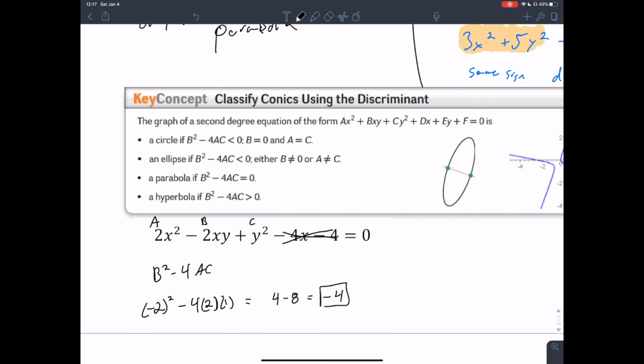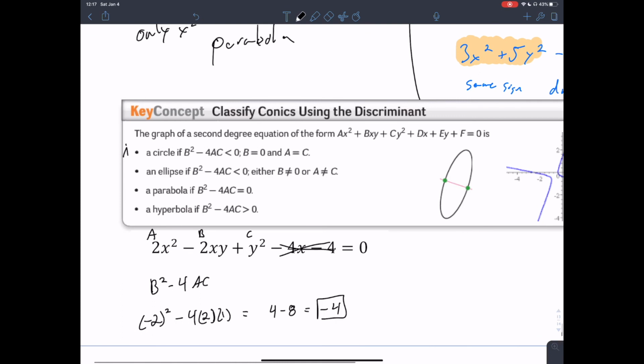Now, what does this mean? Well, if it was a circle, it has to be less than 0. But it has to also be true that b was 0 and a equals c. And that is not true. Okay? b was not 0. So b was not 0. And a did not equal c. So then, not a circle.